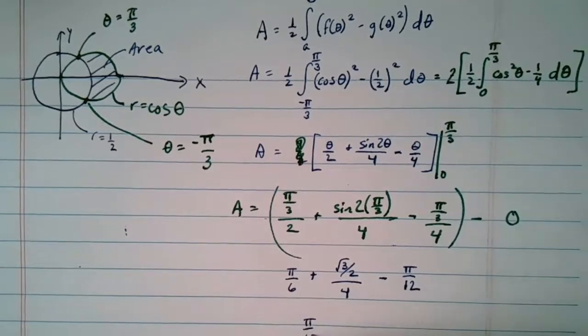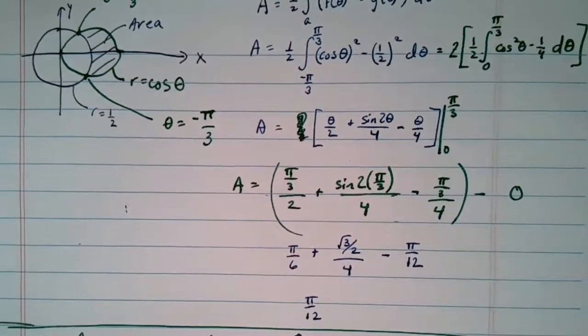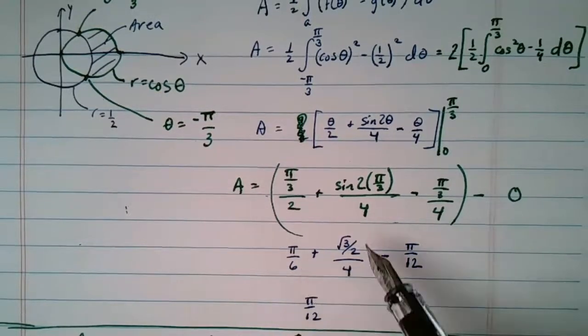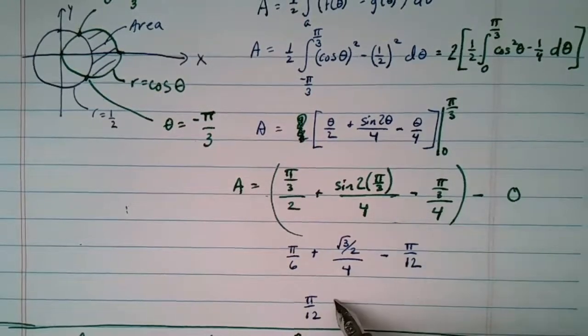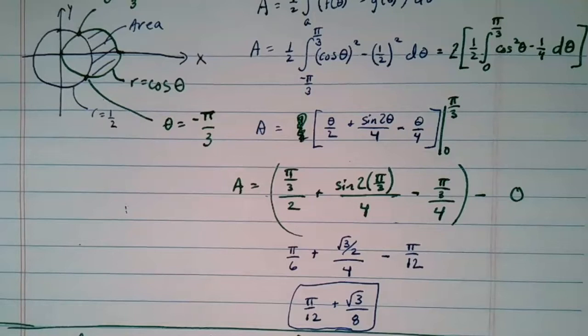So pi by 12. Okay, off my screen here. Let me slide up just a little bit. So that's going to be pi by 12. And then root 3 by 2 by 4 is going to be plus root 3 by 8. So it's going to be something like that: pi by 12 plus root 3 by 8.